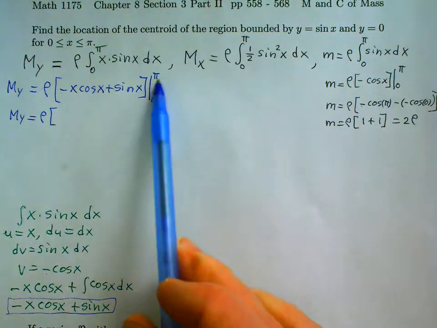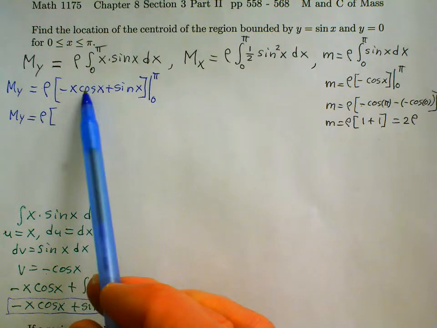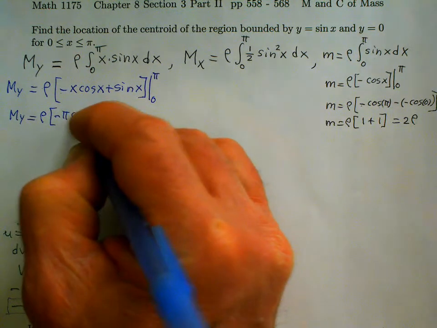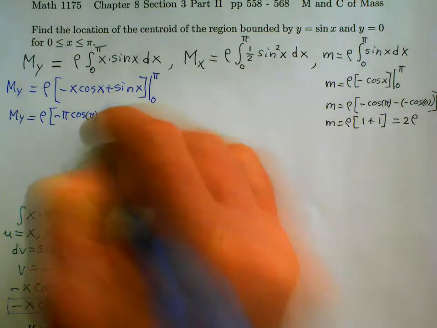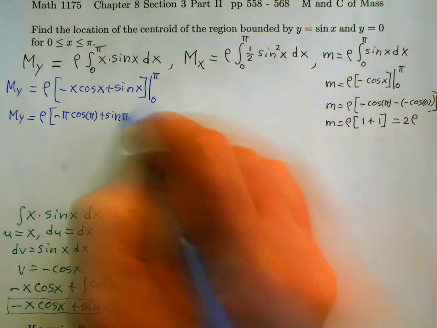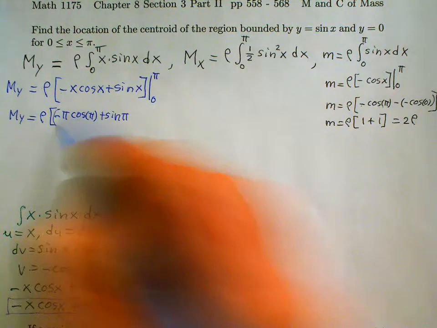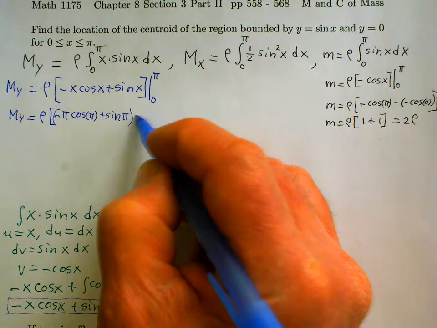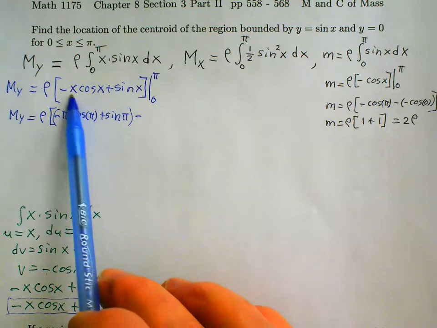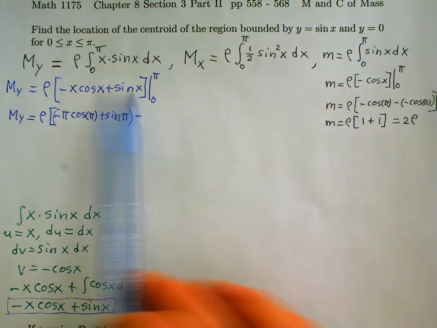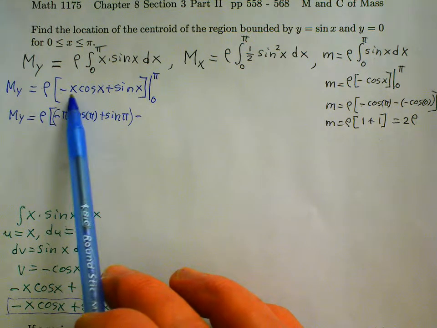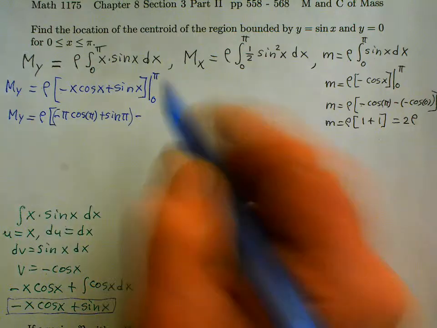Okay, so the upper limit pi, we have negative pi times cosine of pi, plus sine of pi, and then the lower limit is 0. So all of the terms are 0 when x is 0. Sine of 0 is 0, and when x is 0, this is 0. So we're just subtracting 0.